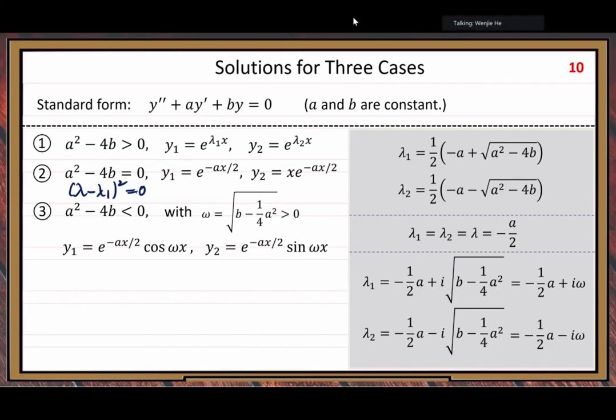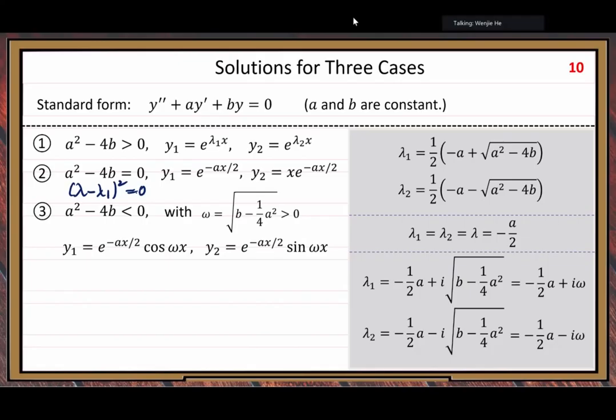So here we don't need to repeat it. I did a similar thing before, you just use a similar idea. Here we just give you the final solution forms. So in all these three cases, you can write out the solutions y1, y2. But at the end, when you write the general solution, you need to use C1 y1 plus C2 y2.